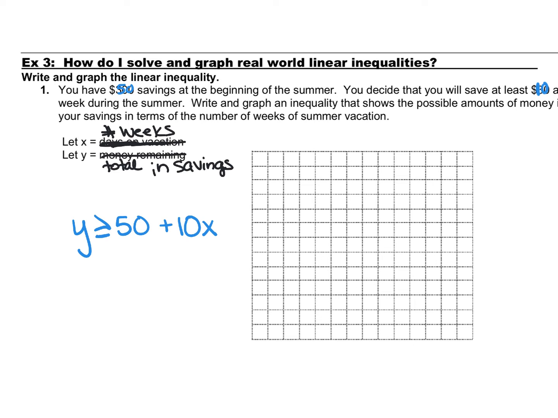Let's make each of these worth 10, 20, 30, 40, 50. So here's my 50, and then 60, 70, 80, 90, 100. There's 100. And then we'll have the weeks go over by 1. We're starting at 0 weeks. We had $50 in our savings. And then every week I'm going to have at least $10, so I'm going to go up at least $10 per week.